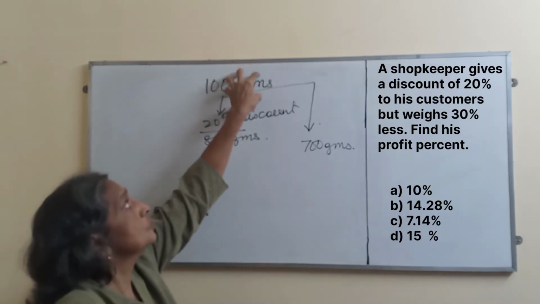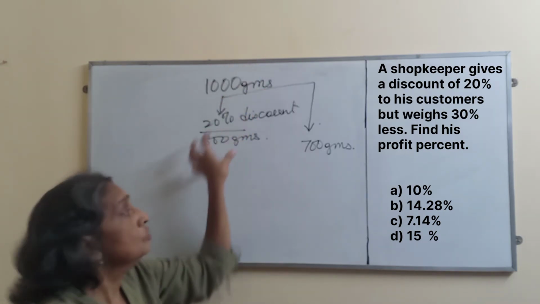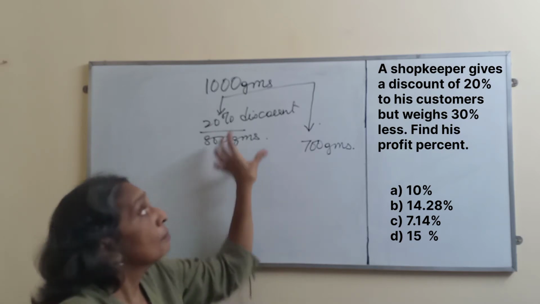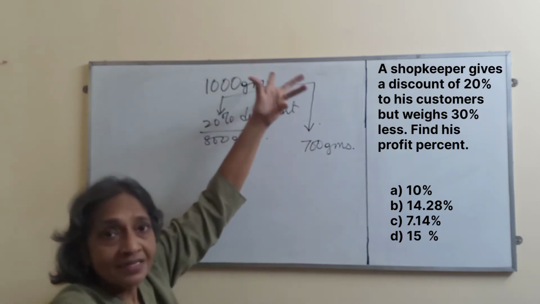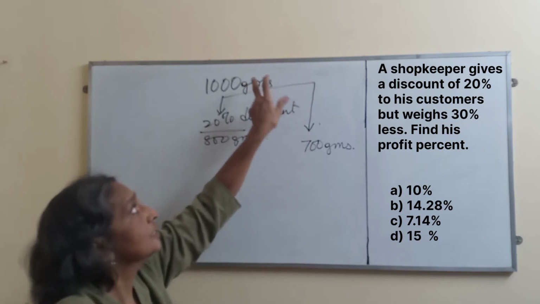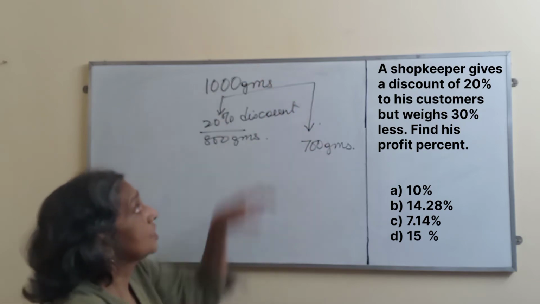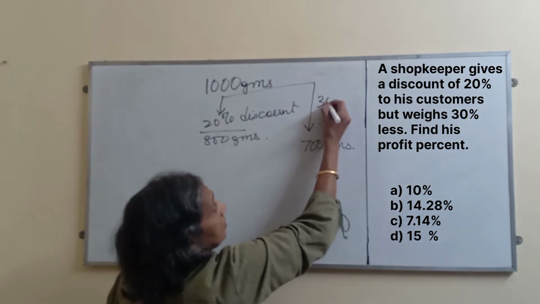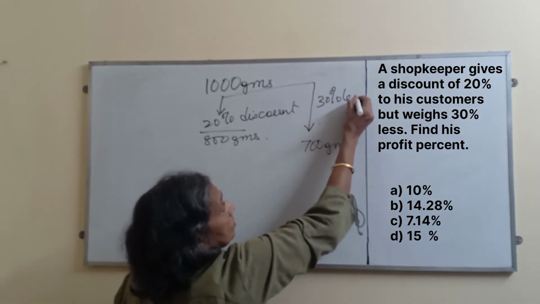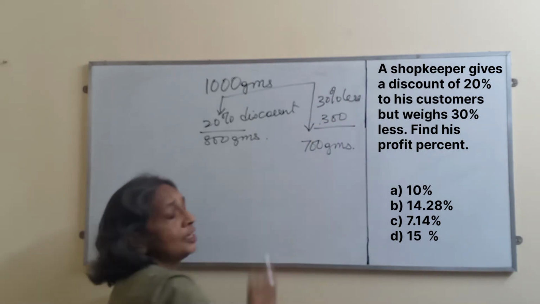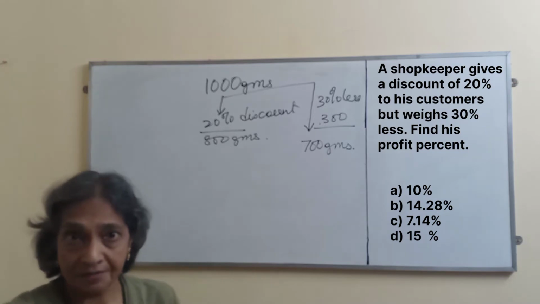Anything which is worth 1000 rupees, he gives you a 20% discount. So you will get something which is worth 800 rupees. But while weighing something or while calculating, he cheats you of 30%. So 30% of this is going to be 300. So finally he gives you only 700.